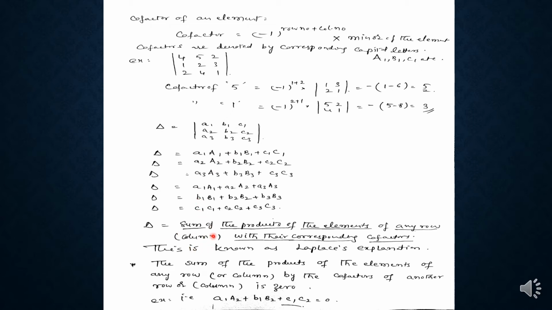So delta is equal to the sum of the products of the elements of any row or column with their corresponding cofactors. This is known as Laplace's expansion. So to evaluate delta, we can take any row or any column to compute the value of the determinant. The sum of the products of the elements of any row by the cofactors of another row or column is 0. For example, A1 into A2 plus B1 into B2 plus C1 into C2 is equal to 0.